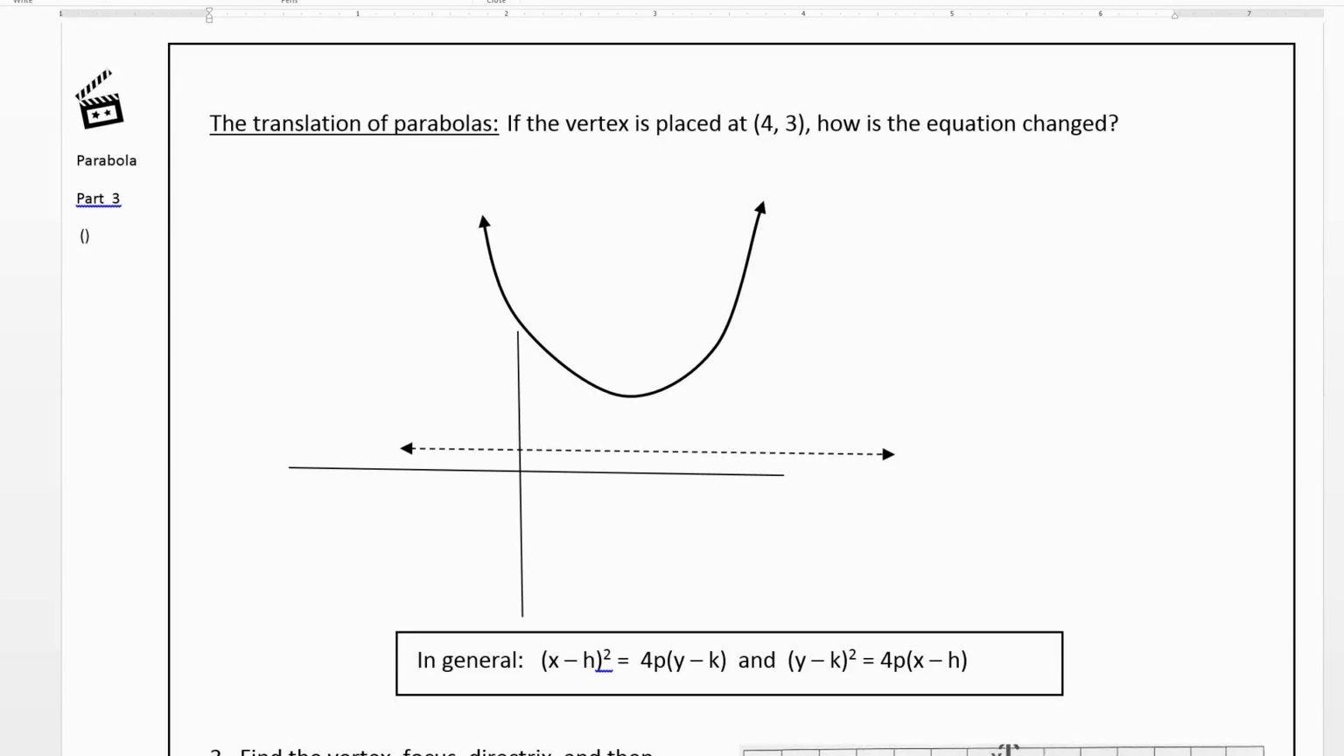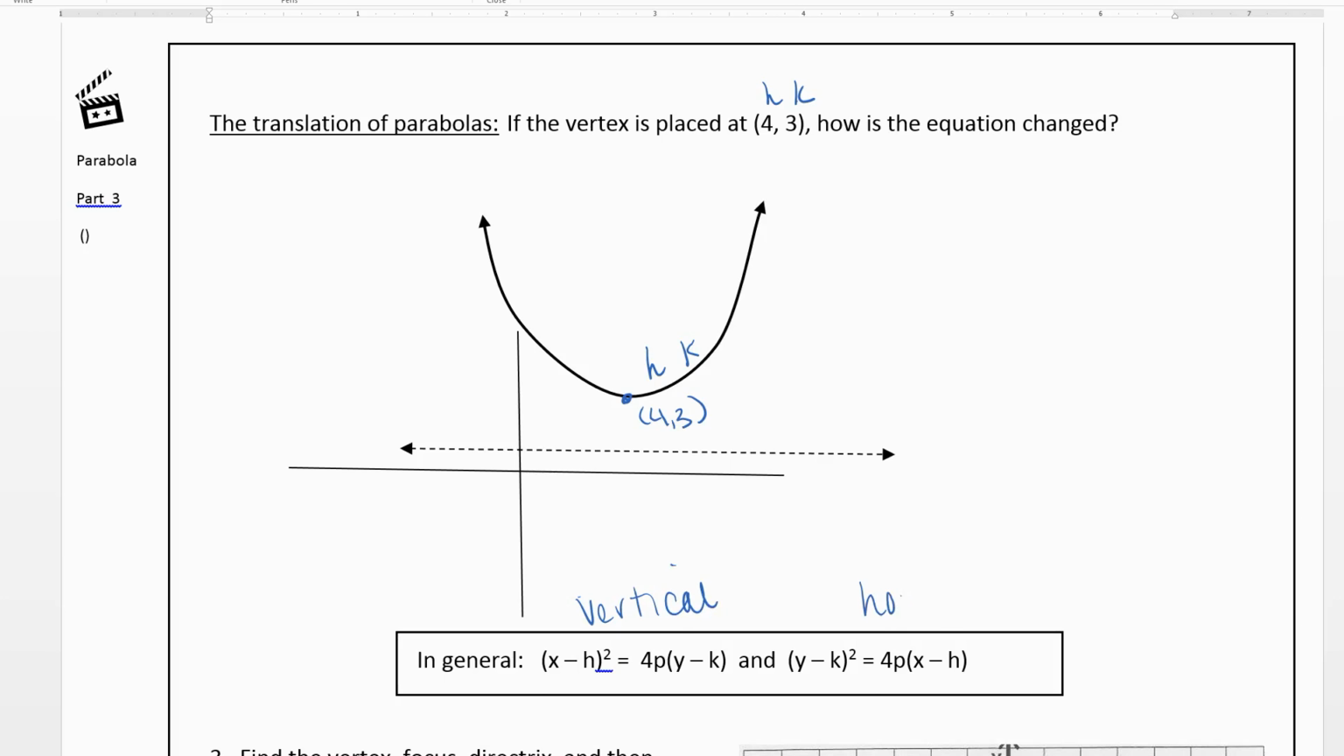Okay, now just like we've done for all the other conic sections, we can move the vertex of a parabola to be at another point. So if we want to change the vertex to (4, 3), we're going to call the 4 h and the 3 k. And our new formula has become (x - h)^2 = 4p(y - k). And that would be for the vertical ones.